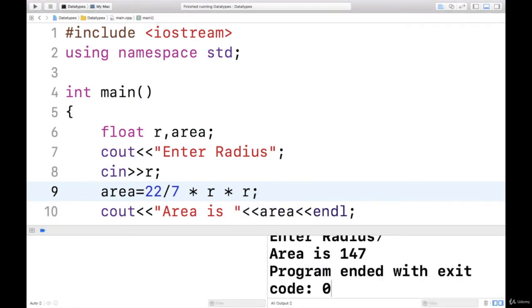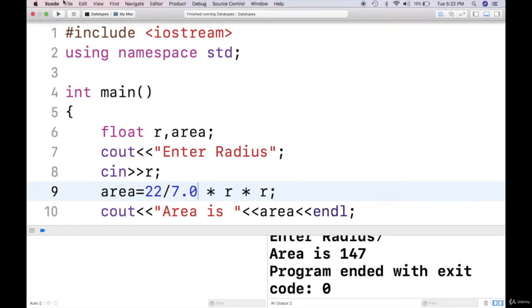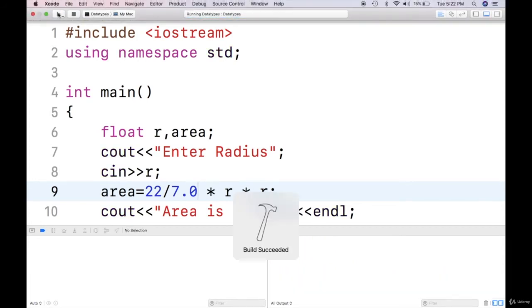With 7, it's 147. Actually the exact value should be 154, but it is giving 147 because this is not taking a float value. This is giving 22 divided by 7, which gives only 3. I want a float value, so one method is I can make this number float. So this 22 divided by 7 is a float value, so it will give a float result, multiplied by radius will give me a float result. Let us check what happens.